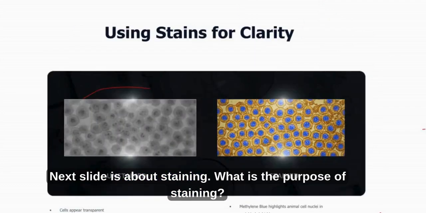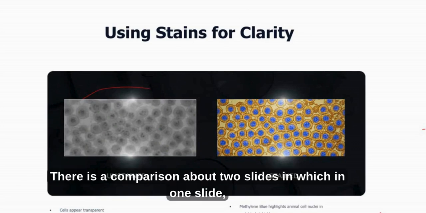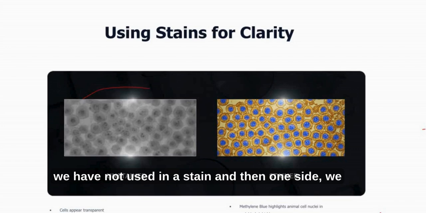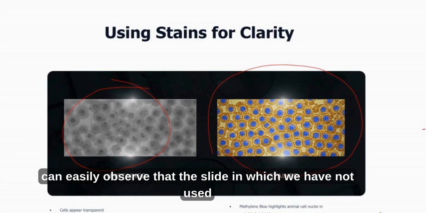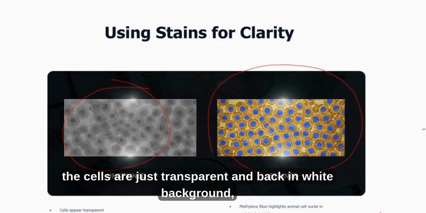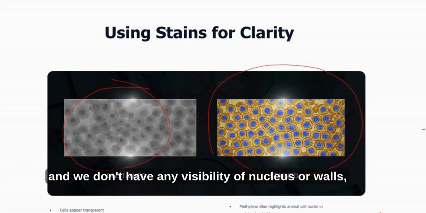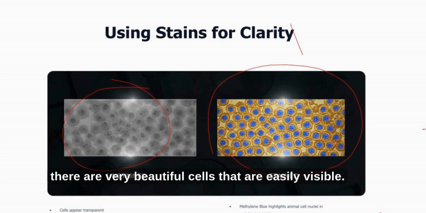Next slide is about staining. What is the purpose of staining? We use stains for clarity of the slide. Here there is a comparison of two slides, in one of which we have not used any stain, and in the other we have used stains. You can easily observe that the slide without stains is very blurry, the cells are just transparent on a black and white background, and we don't have any visibility of the nucleus or walls, not much contrast. But in the stained slide, there are very beautiful cells that are easily visible.